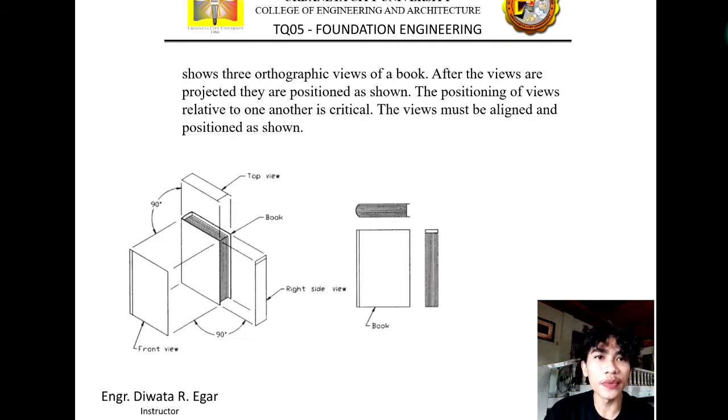Okay, so this one as well shows three orthographic views of a book. As you can see, we have the front view, the right side view, and of course the top view, which consists of the leaves or pages of the book. The front view is the cover of the book, and the right view is the same as the top, but just vertically shown.